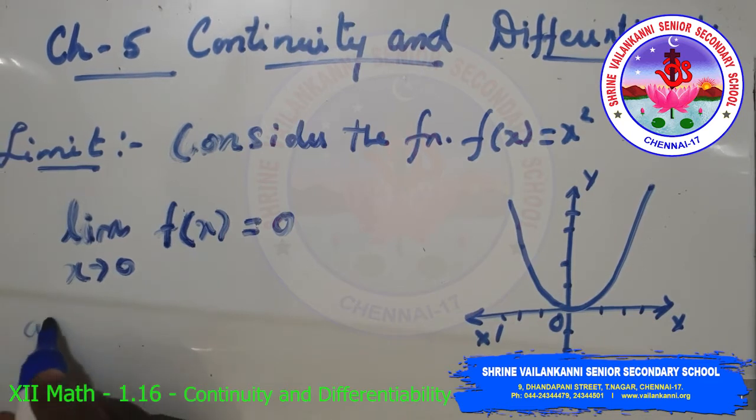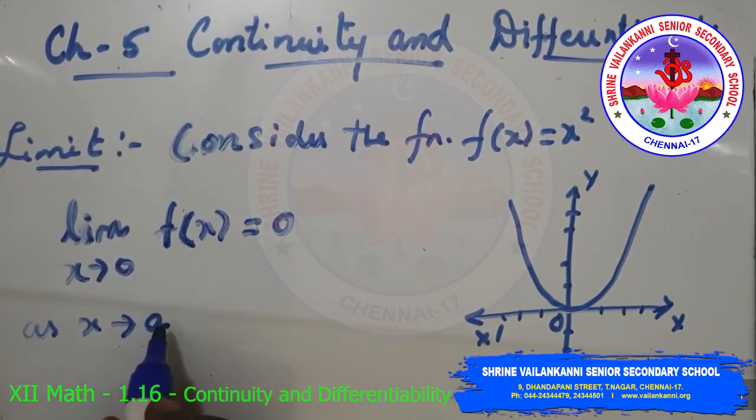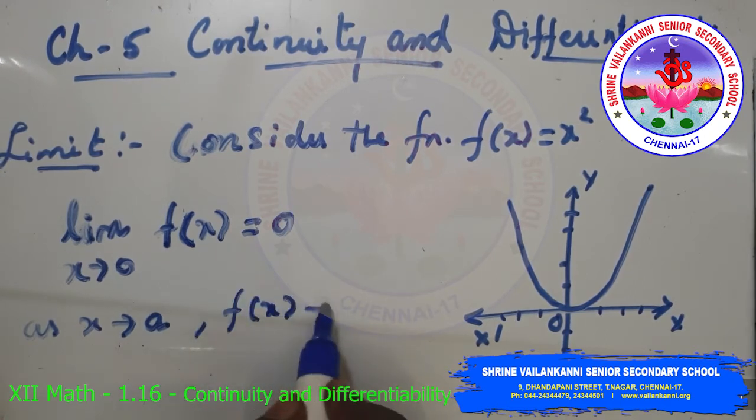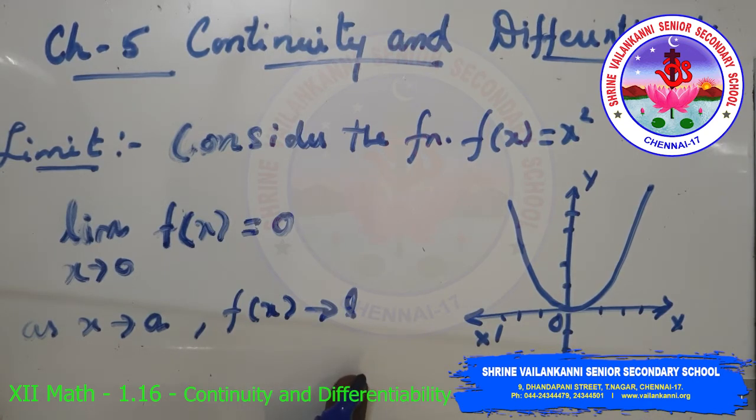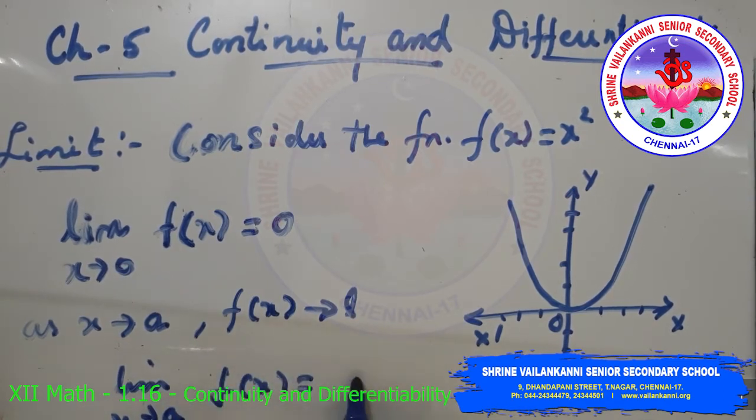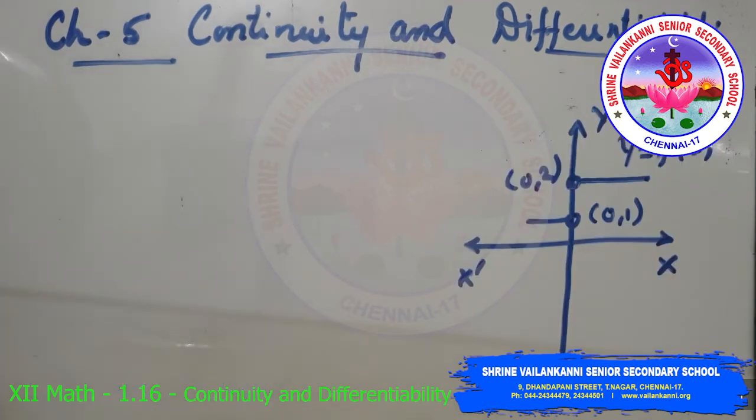In general, as x tends to a, f of x tends to L, where L is called the limit of the function f of x, which is symbolically written as limit x tends to a, f of x equal to L. There are two ways in which x could approach a number a, either from left or from right. That is, all the values of x near a could be less than a or could be greater than a, which naturally leads to two limits, the right hand limit and the left hand limit.